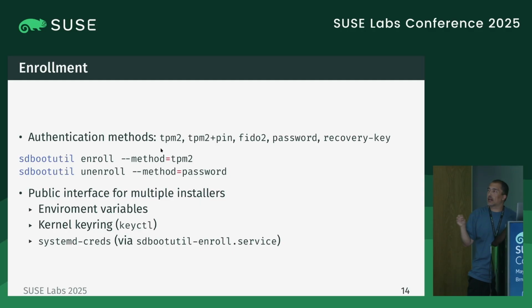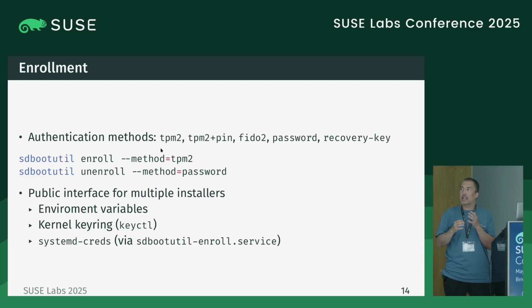That means that using the command line tools, you can manually trigger the enrollment using the method that you prefer. You can select the device that you want to enroll, the PCR set that you want to enroll, so everything can be done directly from here. One nice side effect is that this allows you to provide a public interface for the enrollment for different kinds of installers. We have Agama, we have Jeos, we have Combustion, we have other kinds of tools that use First Boot that we should work together with.